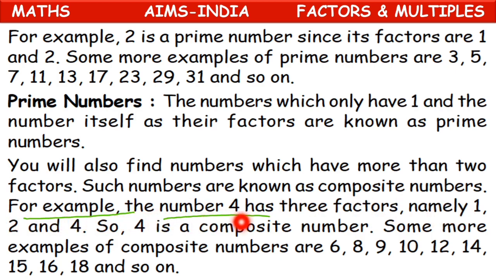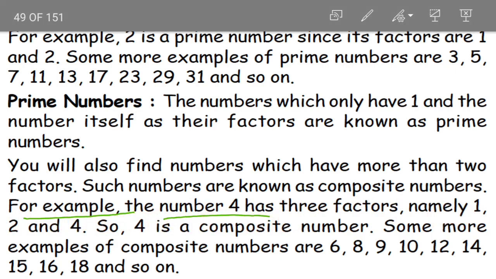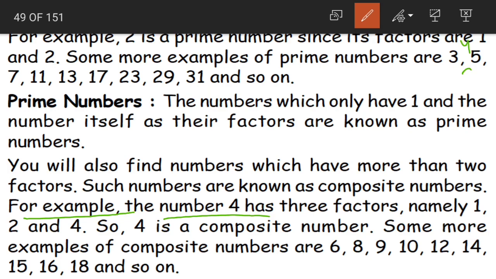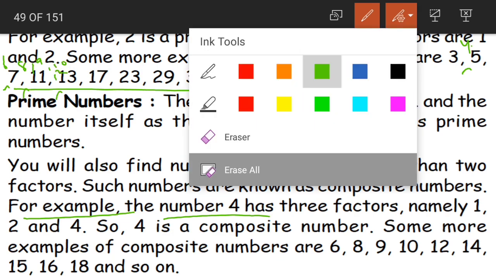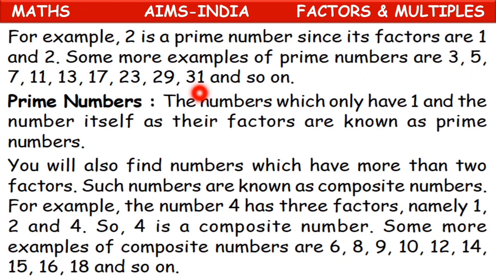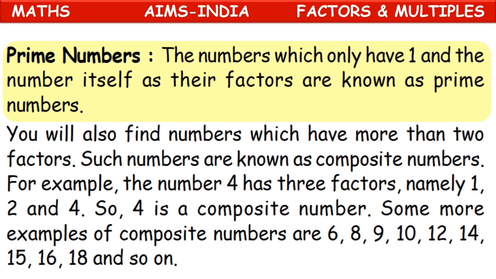Some more examples of composite numbers are, see here, 4, then 6, 8, 9, 10, 12. Okay, so apart from these prime numbers, the remaining numbers become our composite numbers. See here, 4, 6, 8, 9, 10, 12, 14, 15, 16, 18, 20, 21, 22. Understood, children? So all these will become our composite numbers.